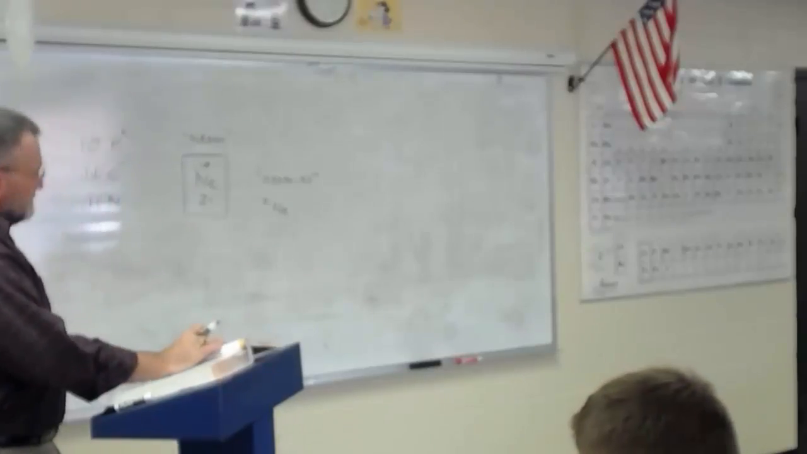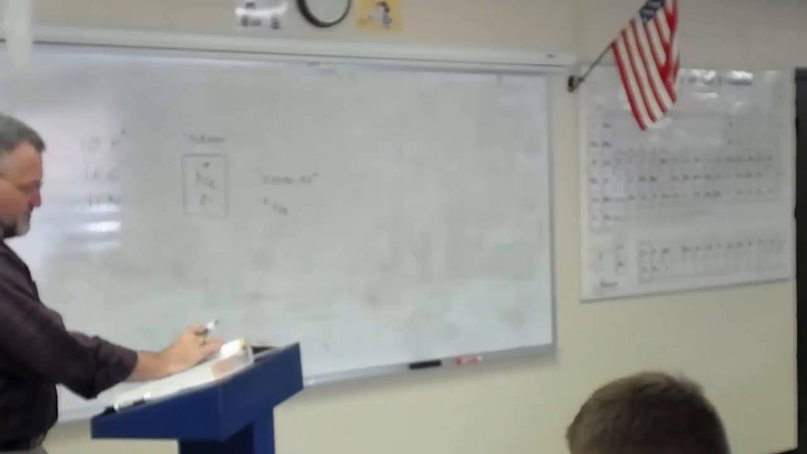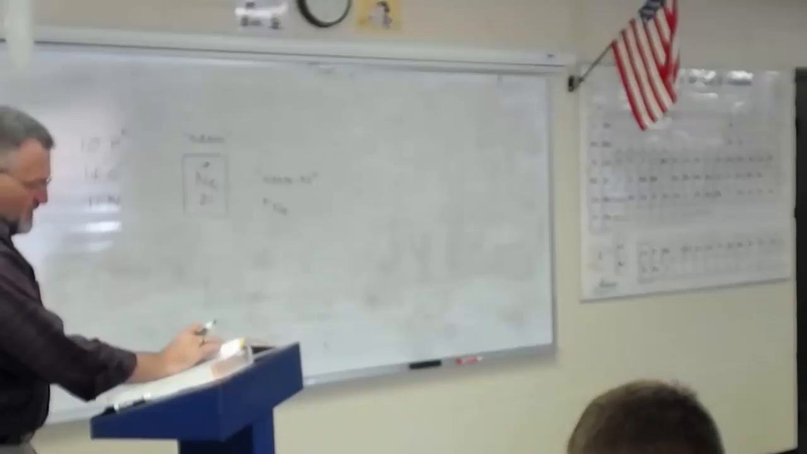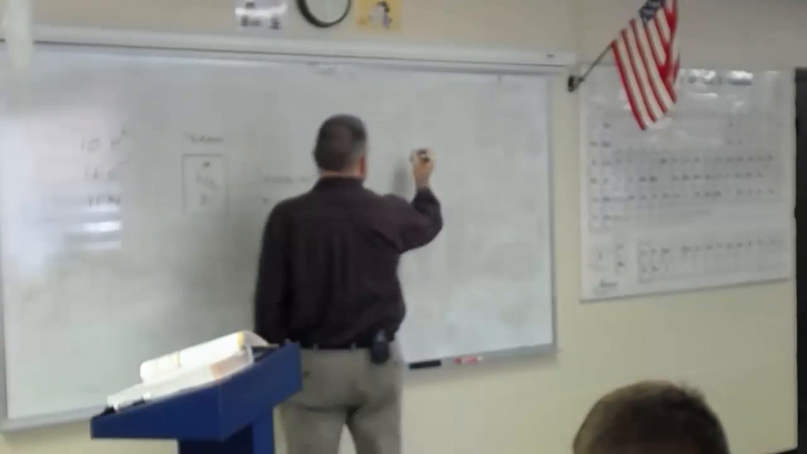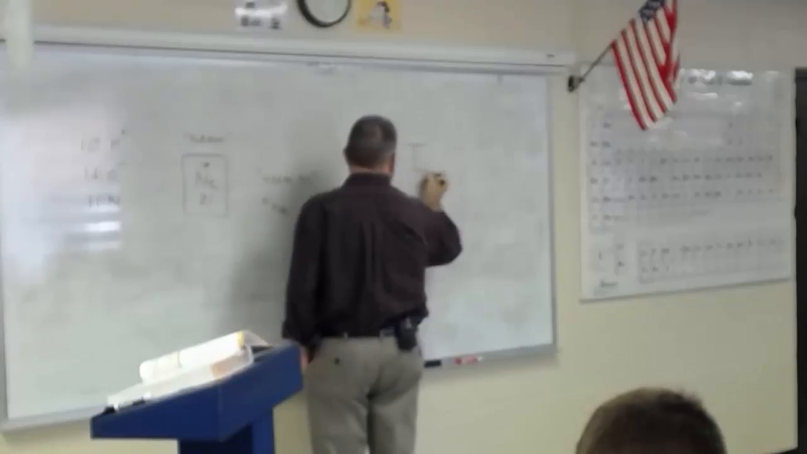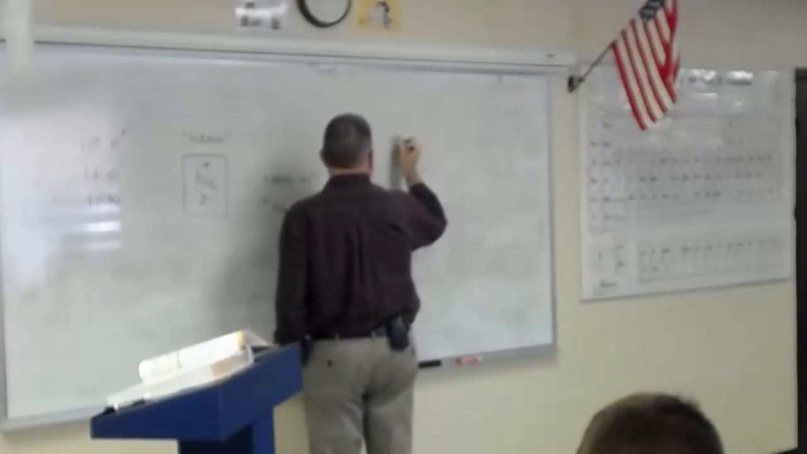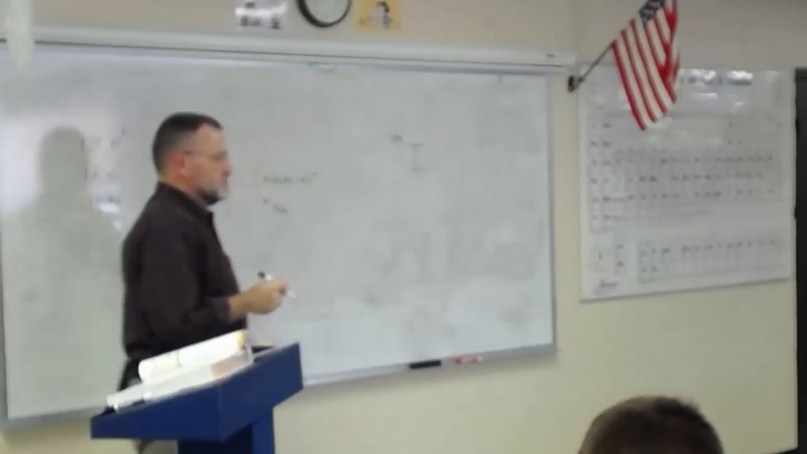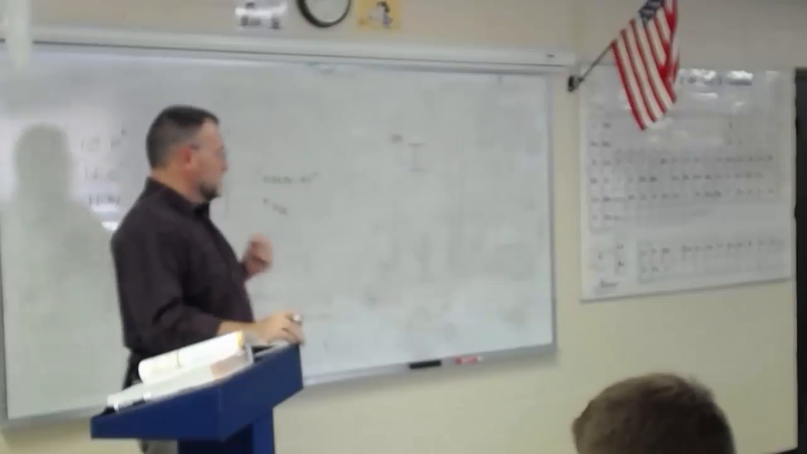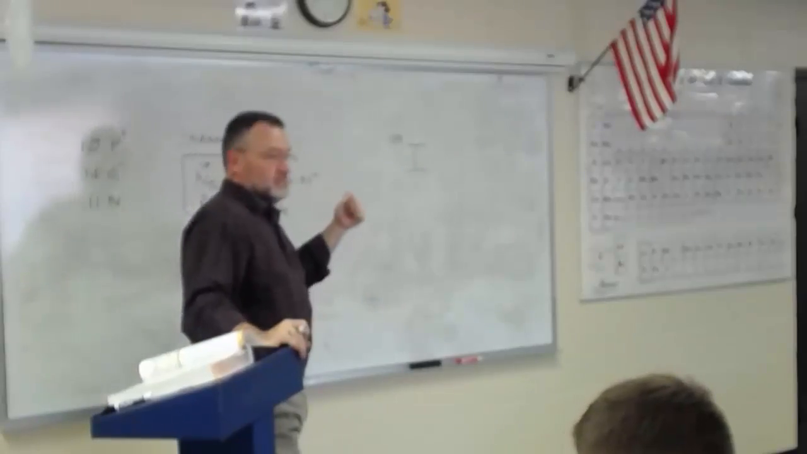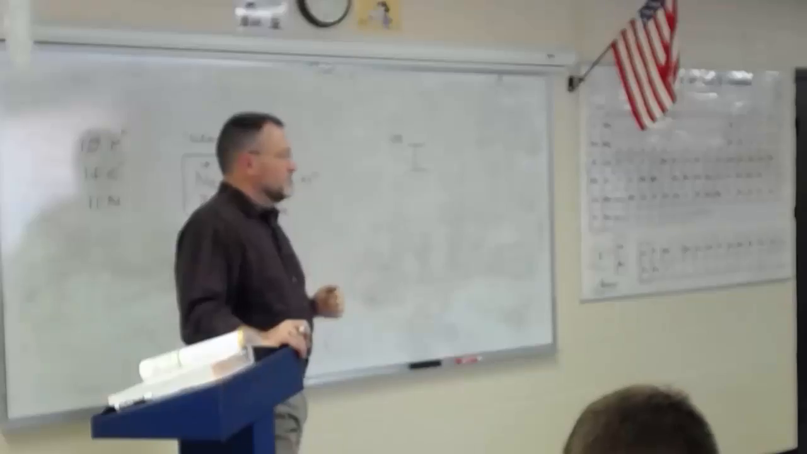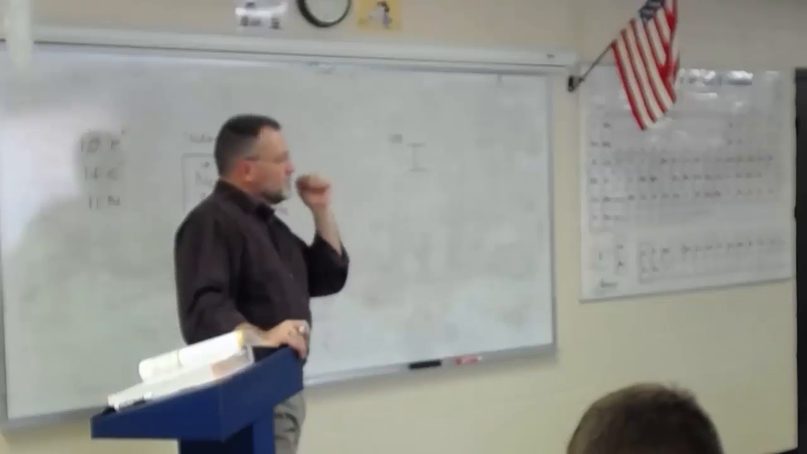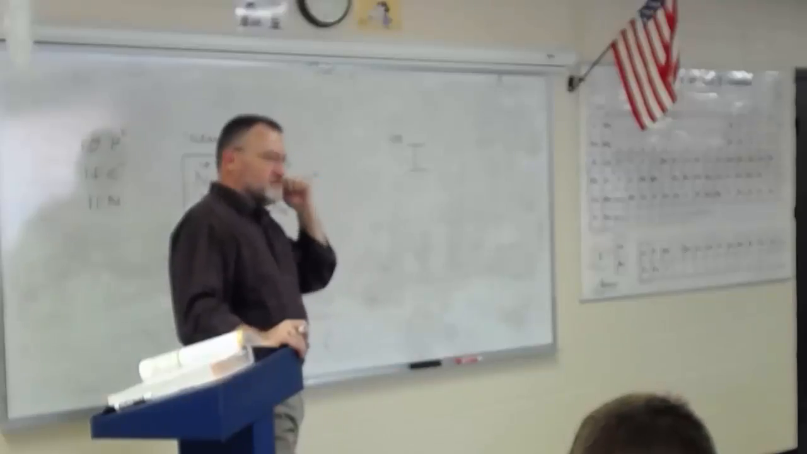Second part of that example. How many protons, electrons, and neutrons make up an iodine-129 atom? Let me write it in. Iodine-129. Okay. How are we going to attack this problem? Iodine-129. What can you find from the periodic table extremely quickly?